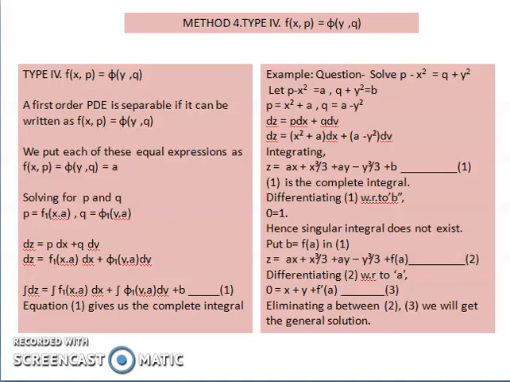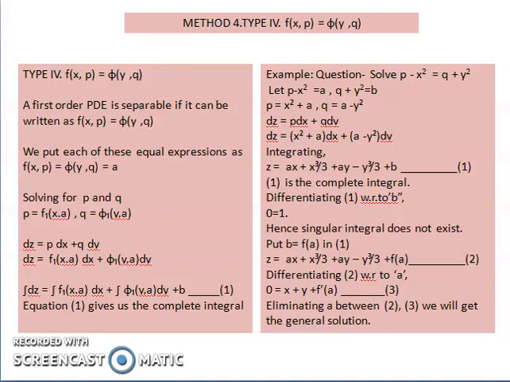Type 4 problems. These will be of the form f of x comma p is equal to phi of y comma q. Over here I am going to put each of these expressions, f of x comma p is equal to phi of y comma q, equal to a. If I solve for p in the first equation, I will get p is equal to f1 of x comma a and q is equal to phi 1 of y comma a.